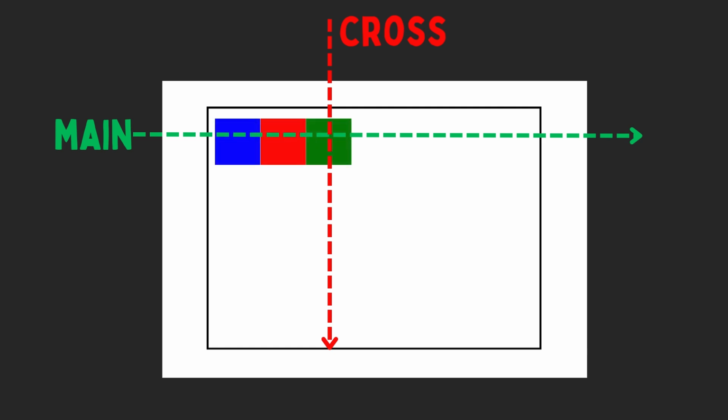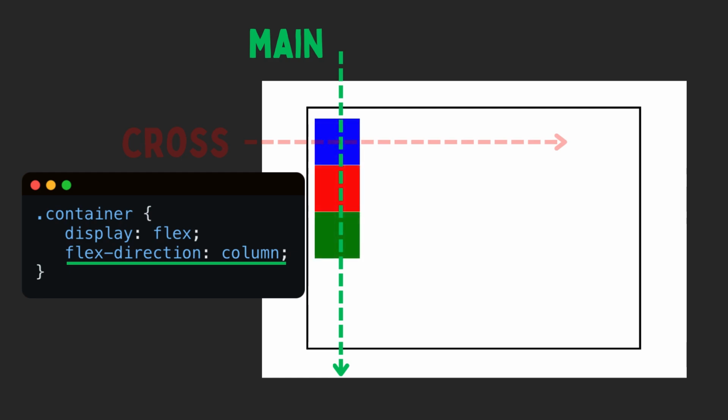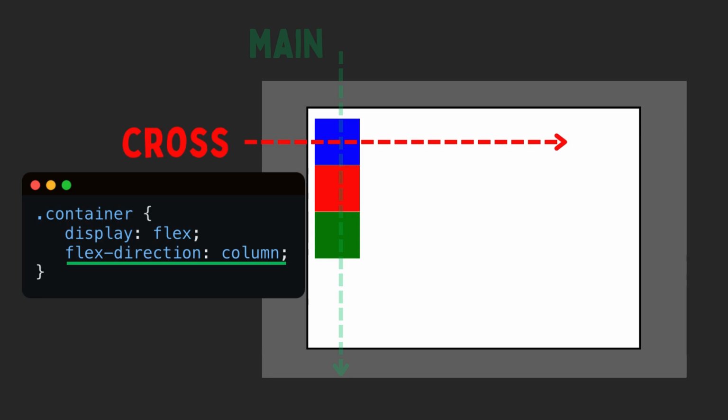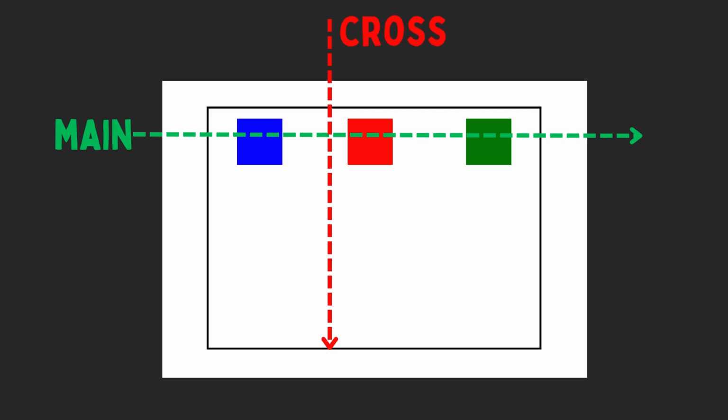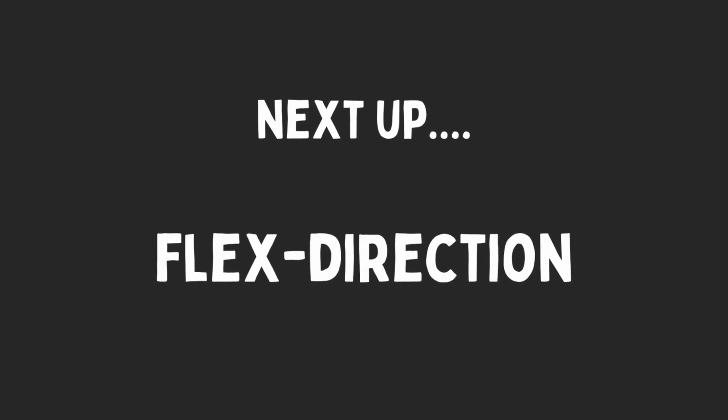Now, what if you want your items to stack instead of sit in a row? Easy! You can change the main axes to be vertical using the flex direction property. When you do this, the cross axis flips too, becoming horizontal instead of vertical. Understanding the main and cross axes is so important because Flexbox properties like alignment and spacing depend on them. But don't worry, we'll break it all down step by step. Next up, flex direction.